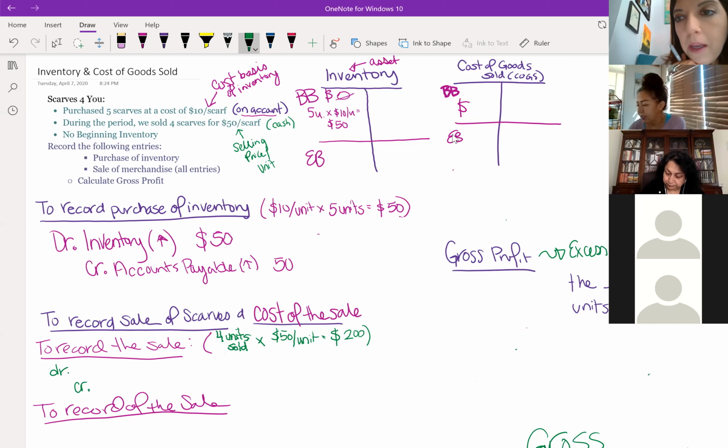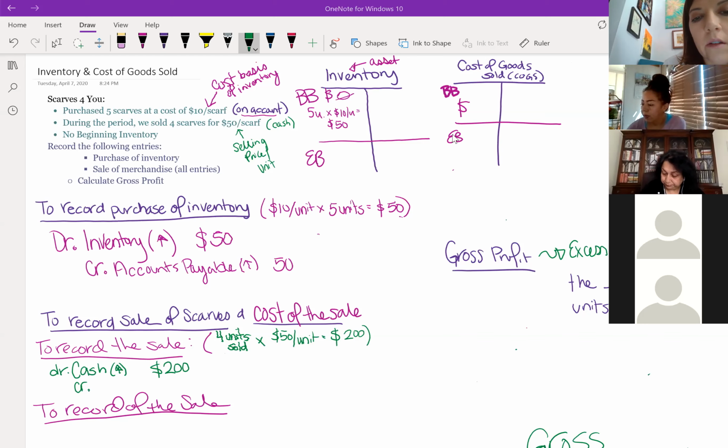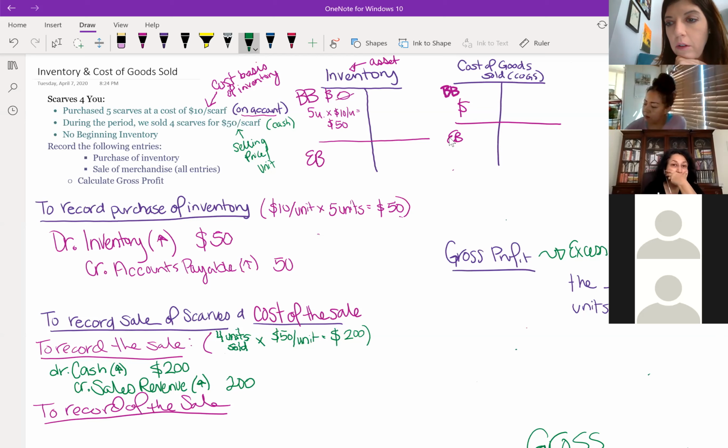So what are we going to debit and what are we going to credit? Cash and sales revenue. So we're going to debit cash, increasing cash. So that's what we received for $200. And we're going to credit sales revenue. Jason, it'll always tell you, I just forgot to include it. And we're going to credit sales revenue, increasing sales revenue by $200, recognizing that revenue is earned.